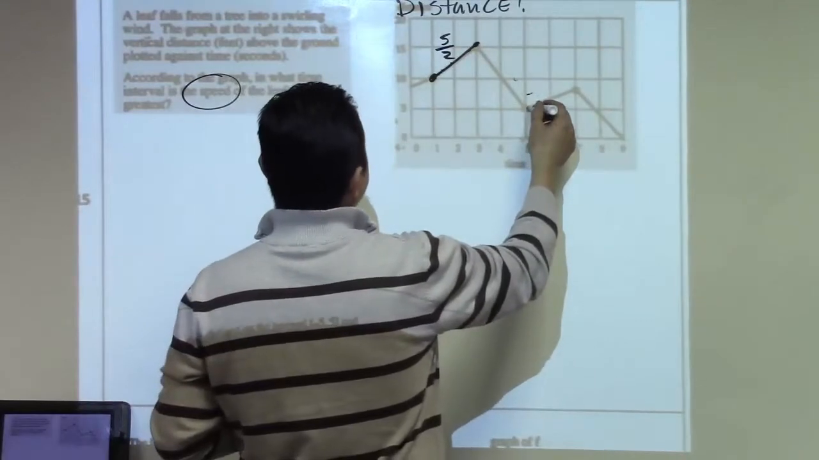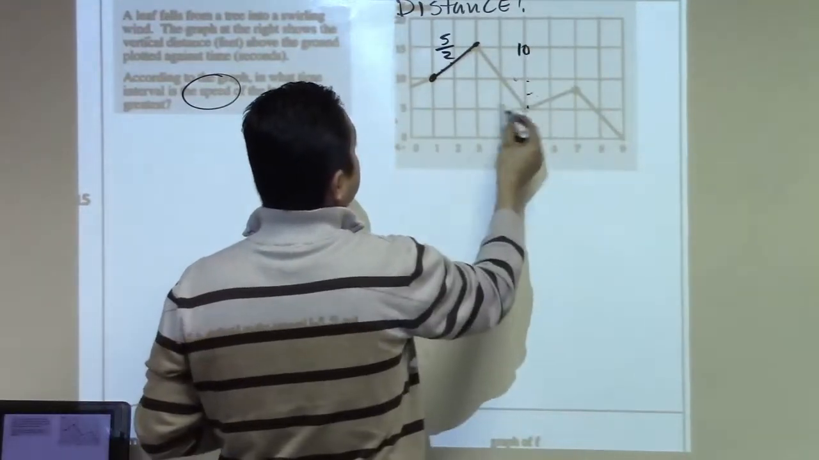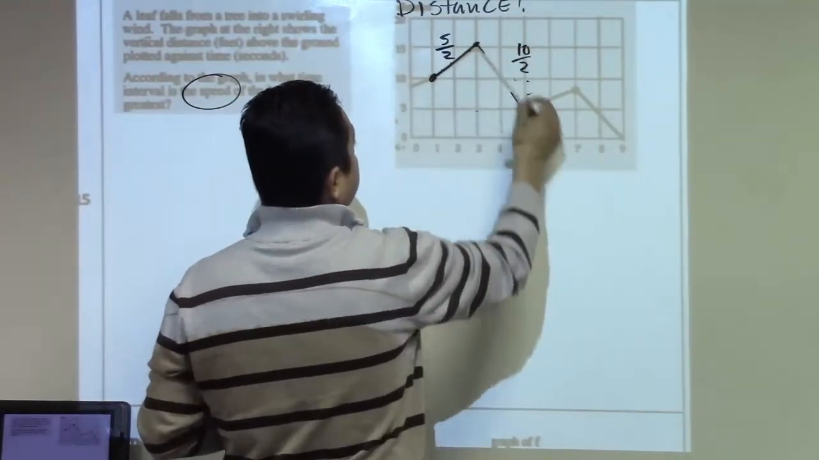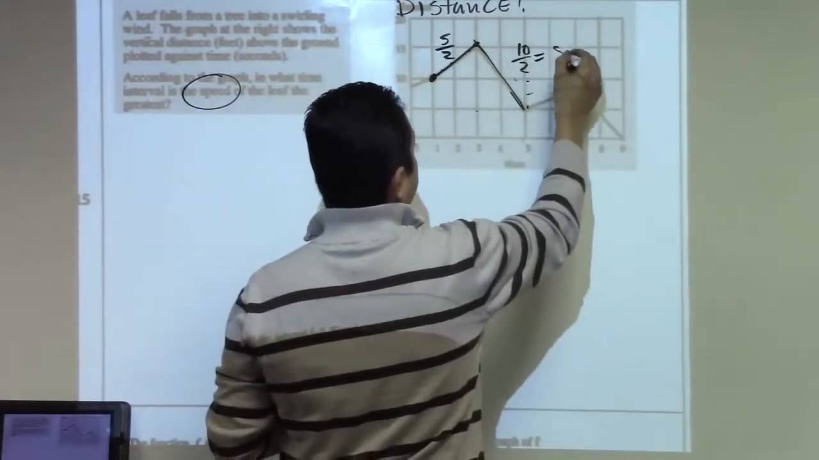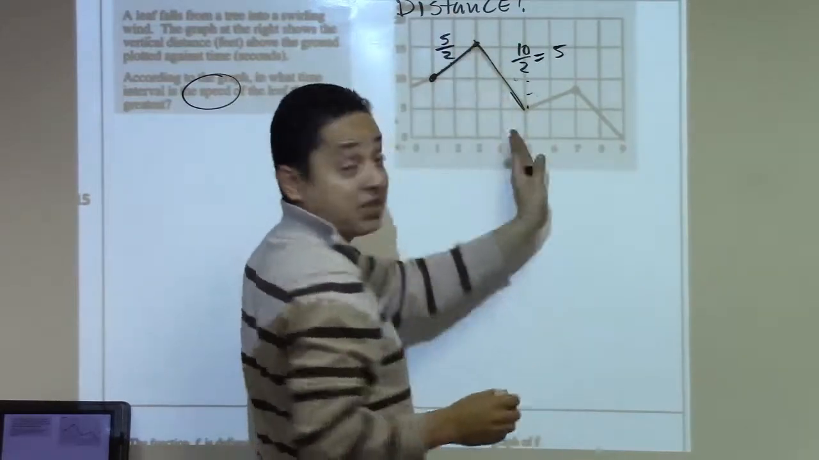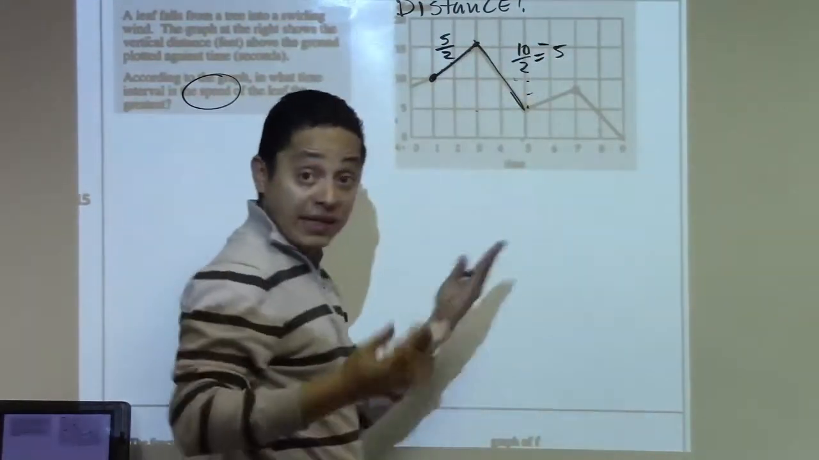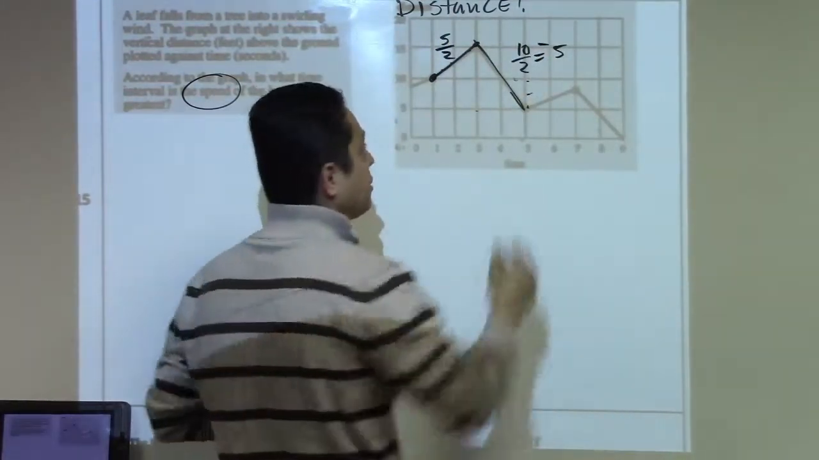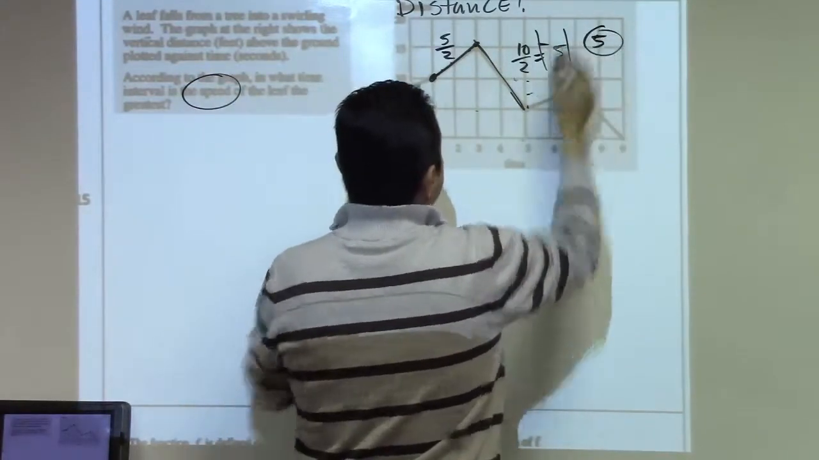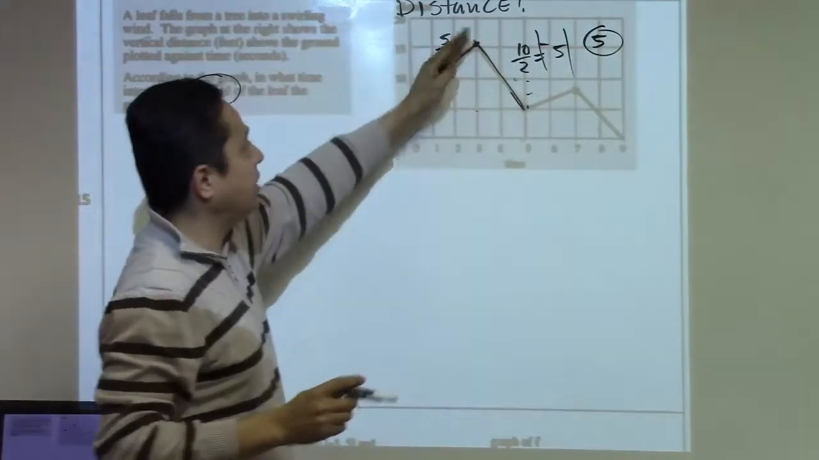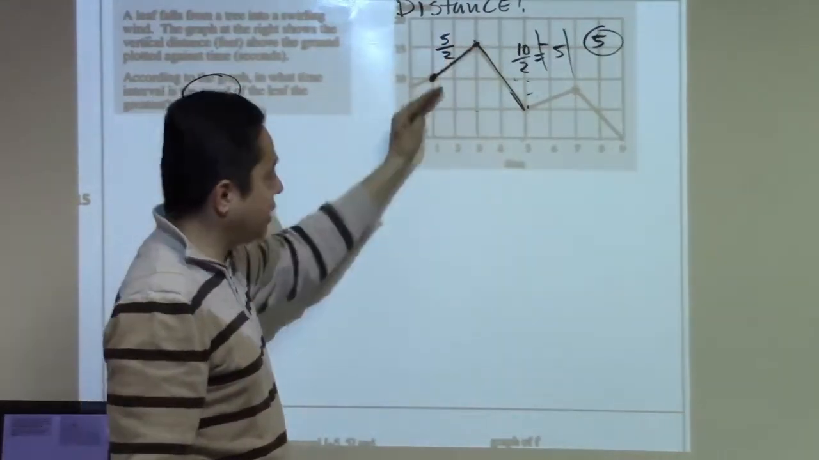Here, the rise is 10, and the run is 2, from here to here, so the slope there is 5, and the velocity is 5. Remember, this is negative, so it will be negative 5, but I'm interested in the speed, so the absolute value of negative 5 is just 5. So that interval has a greater speed than this one up here.